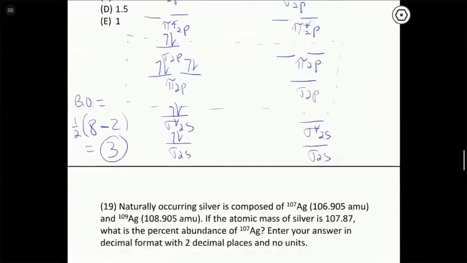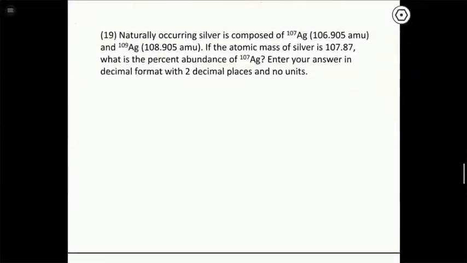All right, number 19. We're moving on to some new stuff now related to mass and moles and things of that sort. So naturally occurring silver is composed of silver 107, which has an atomic mass of 106.905, and then silver 109. So these are the 2 isotopes that comprise silver in nature. If the atomic mass is 107.87, what is the percent abundance of the smaller isotope, silver 107?